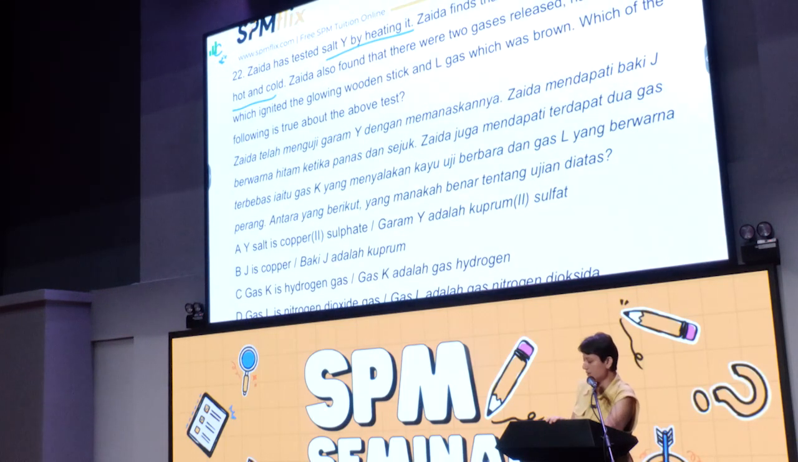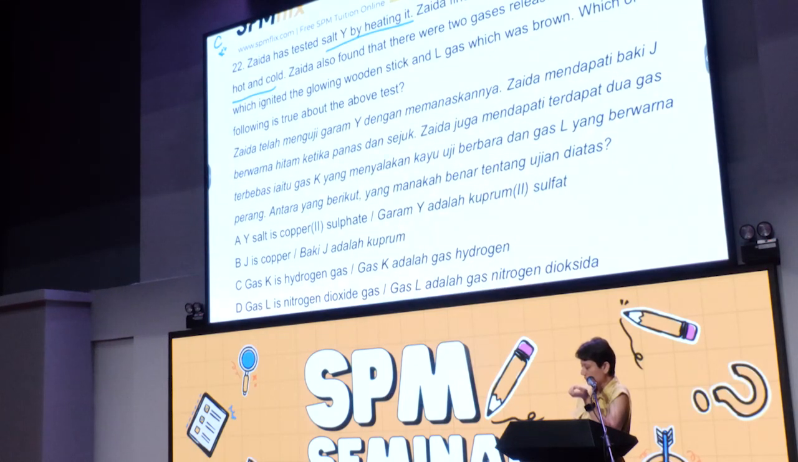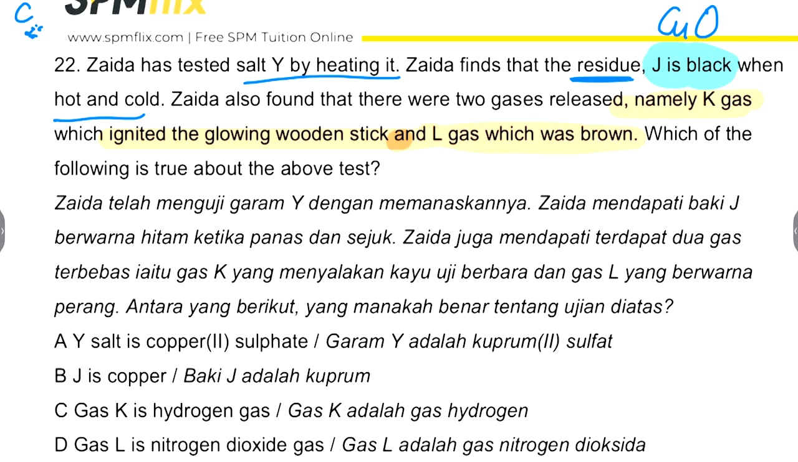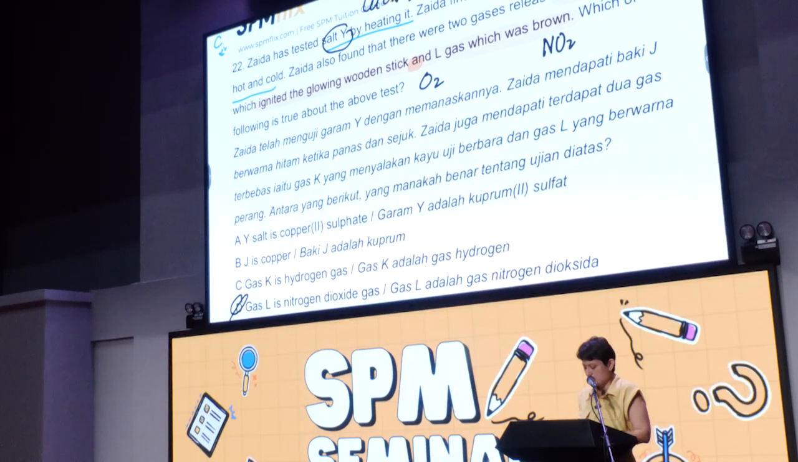Okay, the question, Shamila, is kalium, natrium dan ammonium. Garam yang larut dalam air. Yang selalu larut. Okay? Alright. There were two gases released. Gas K, which is igniting a glowing wooden splint, and gas L, which is brown. Okay? So, that means it released nitrogen dioxide and oxygen. And if this is black, copper oxide, that means original, what is the salt Y? Copper nitrate. Do you get it? Okay, so therefore the answer is D. It's not copper sulfate, it's not copper, and it's not hydrogen. So it's nitrogen dioxide. Okay?